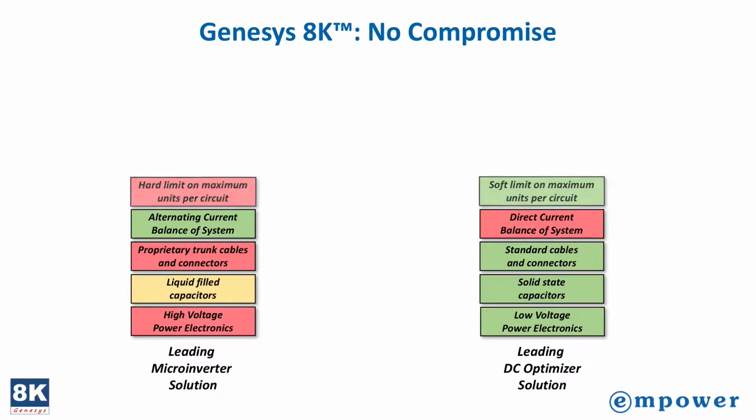Attribute 5. Maximum circuit length. Microinverter solutions have a hard limit to the maximum number of microinverters per electrical circuit. This limitation is inherent in the parallel electrical connection of microinverters. DC optimizer solutions benefit from having a soft and higher limit of the maximum number of DC optimizers per electrical circuit. This characteristic is inherent in the series electrical connection of DC optimizers.